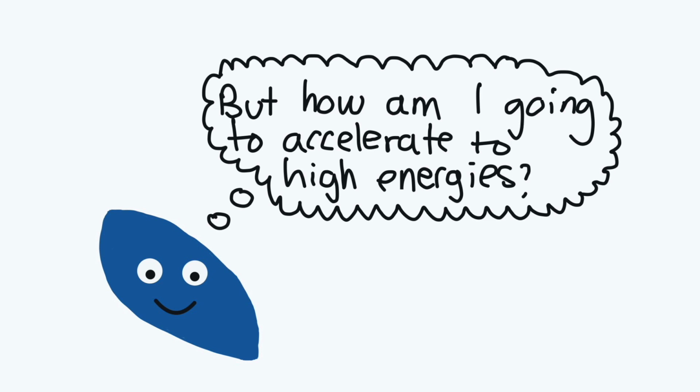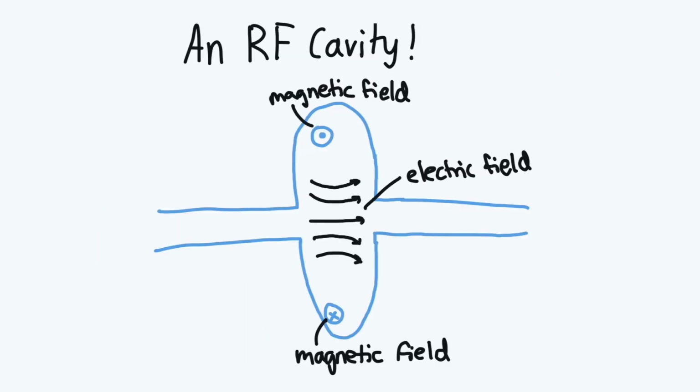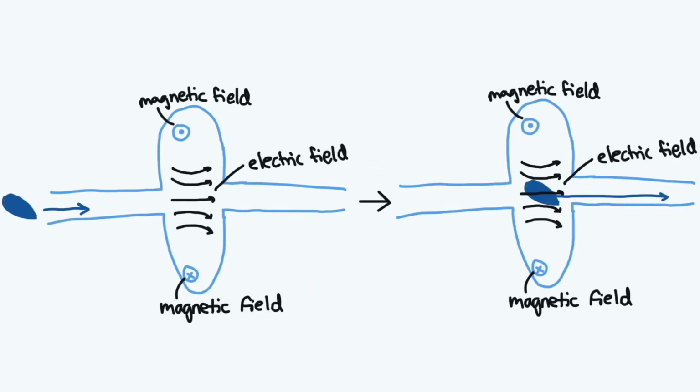Now that we have our electron bunch, how are we going to accelerate the electrons up to the high energies we need? This is where a radio frequency cavity comes in. RF cavities generate electric fields, which will provide a force on the electrons. We want this force to act in the same direction that the electrons are traveling in. This will give the electrons a push forward, accelerating them.